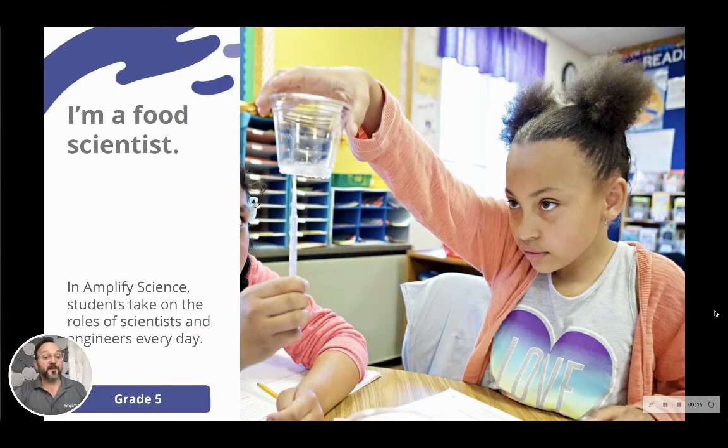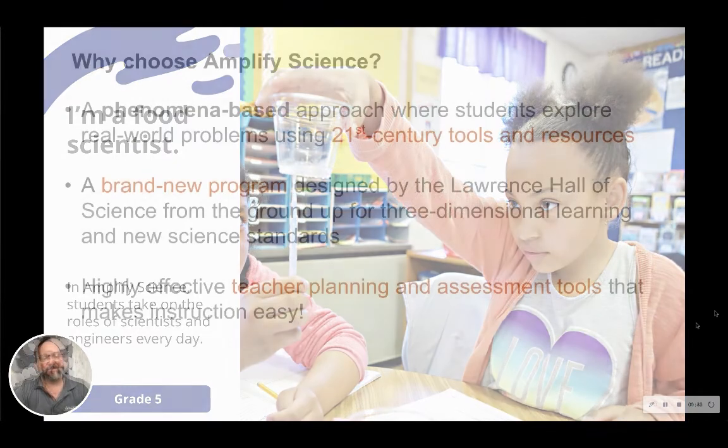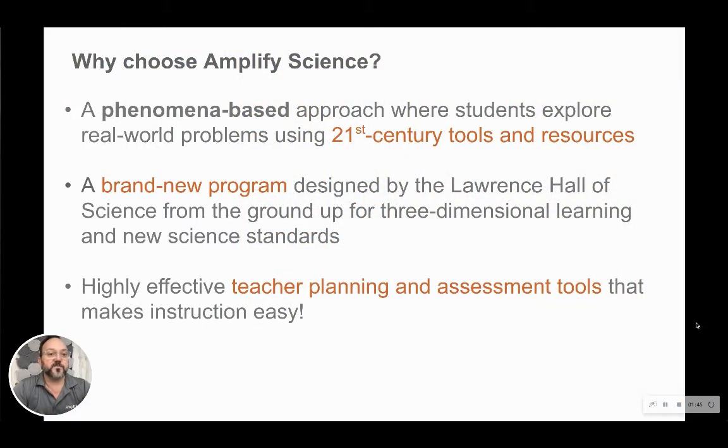So in the 5th grade Modeling Matter unit, students get to be food scientists as they work through some really cool phenomenon as they eventually create a salad dressing that may or may not have properties that separate and have sediments at the bottom. So why choose Amplify Science? Well, one, we are that phenomena-based approach where students are going to use 21st century tools and resources to solve these problems. Secondly, we are designed for the standards by the Lawrence Hall of Science, which I'll explain in a second.